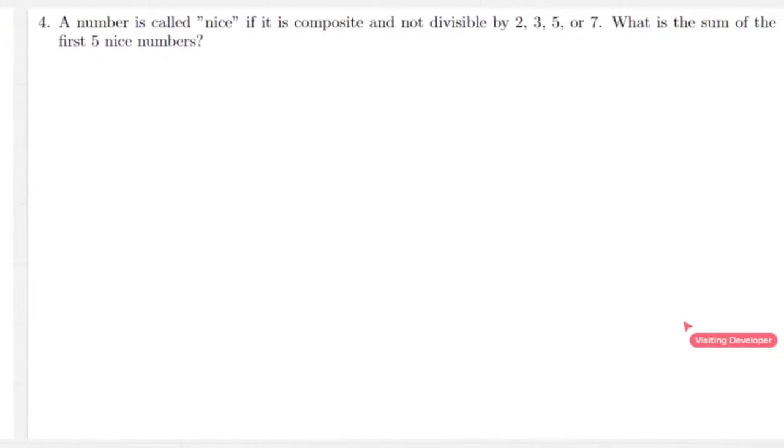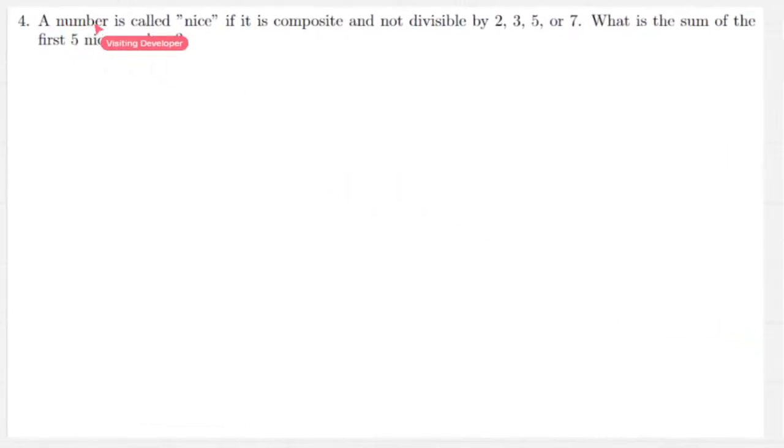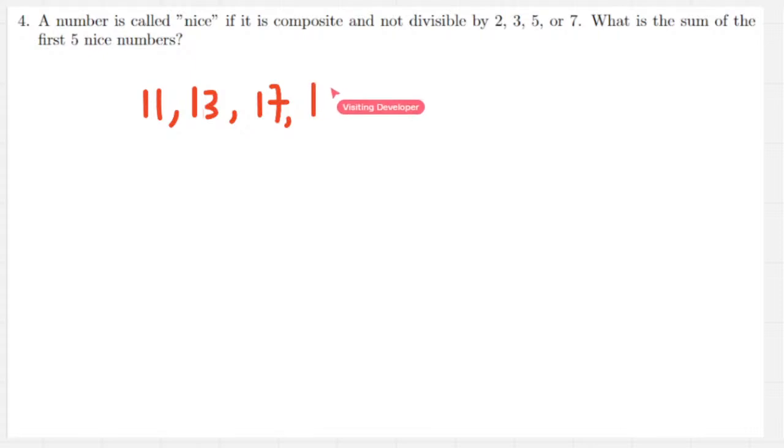Okay, now moving on to number 4. So we define a number as nice if the number is composite and not divisible by 2, 3, 5, or 7. And we want to find the first 5 nice numbers. So listing out the primes that are greater than 7, we have 11, 13, 17, 19, and so on.